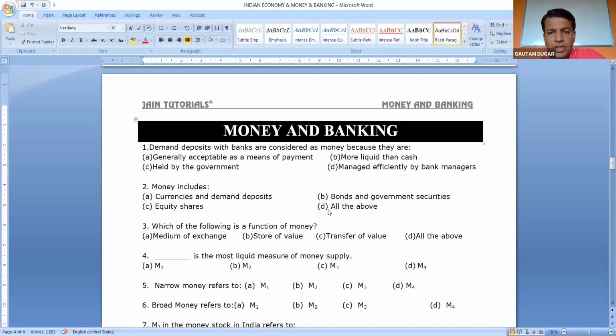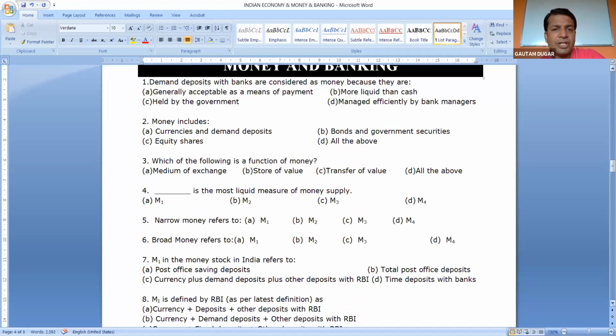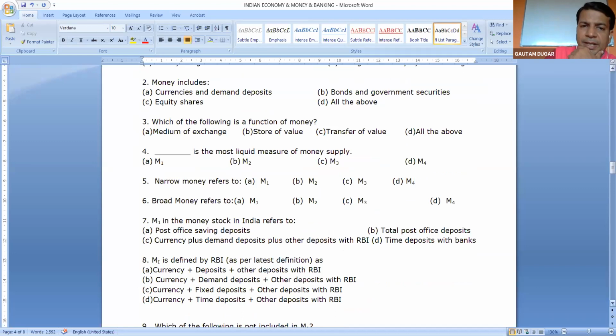Which of the following is a function of money? Obviously, all of the above is the correct answer. Number D, all of the above. For question number 4, dash is the most liquid measure of the money supply. The most liquid measure is M1. It's not M4. The most liquid measure is M1, and M1 is called the narrow money. And broad money, as I said, is M4.